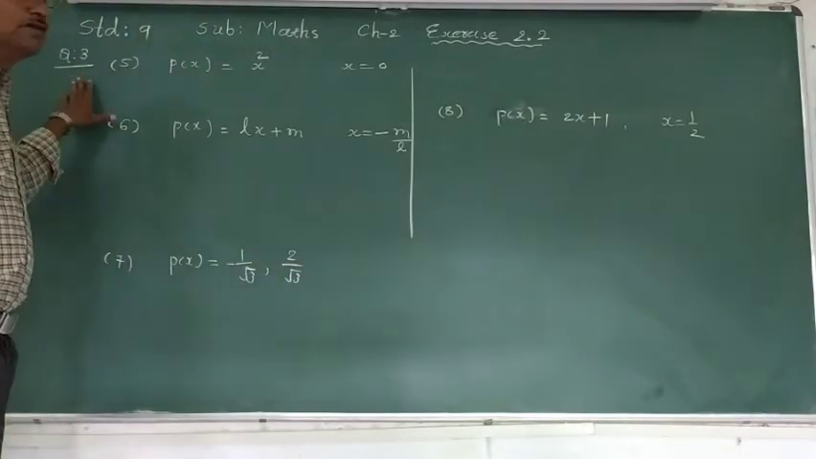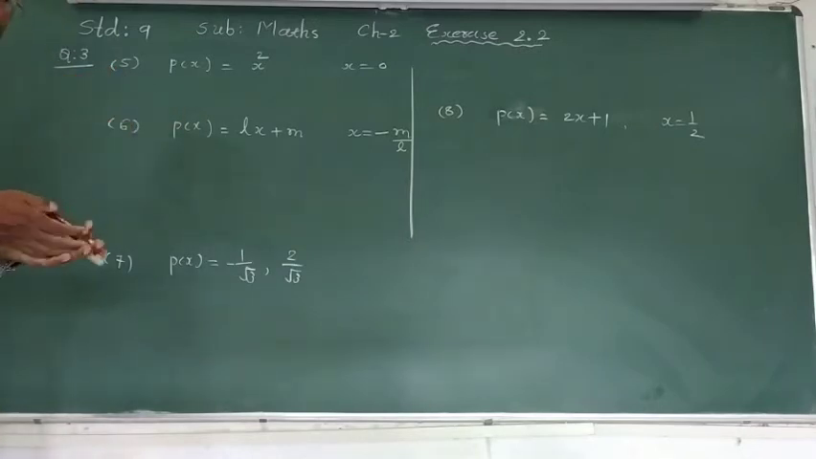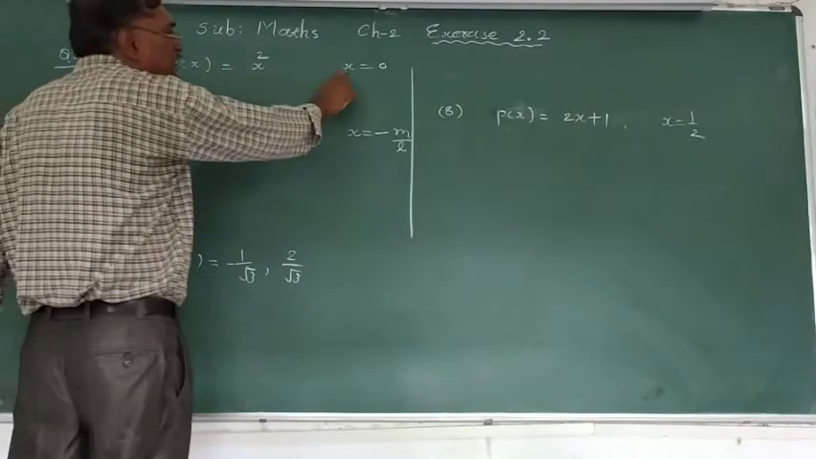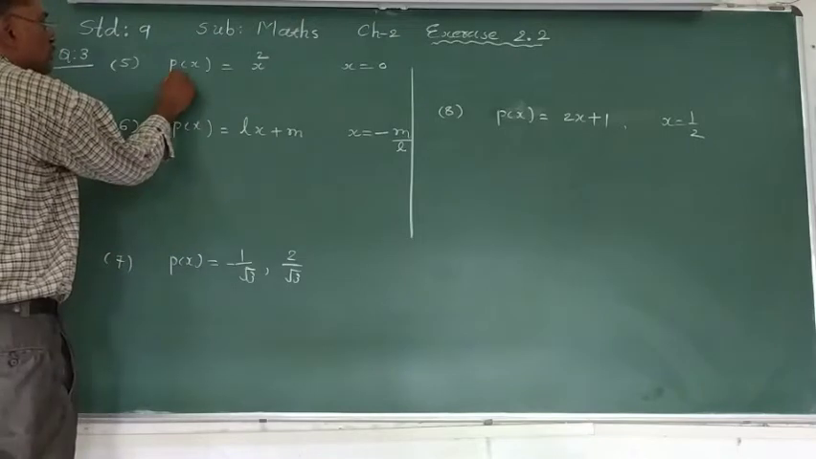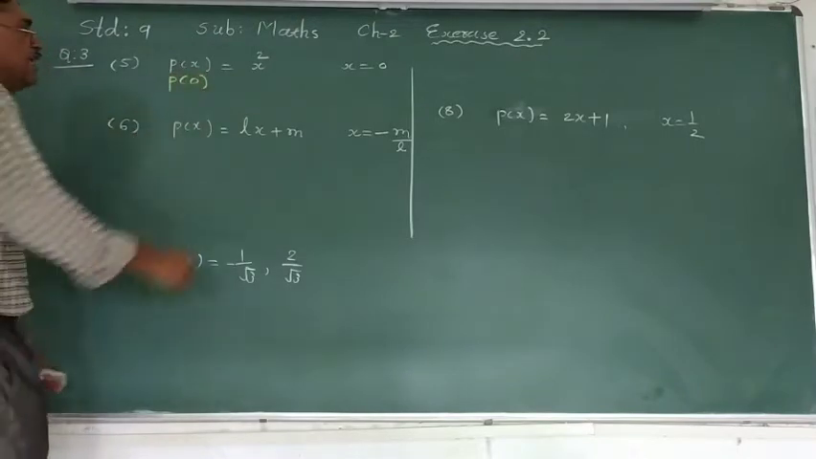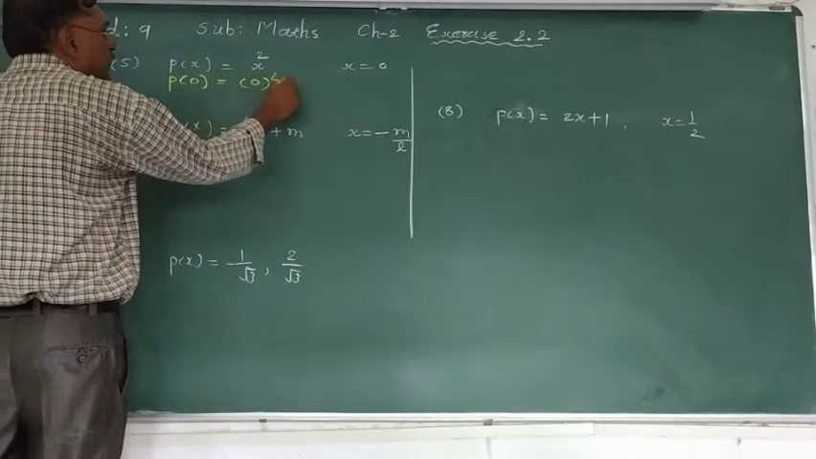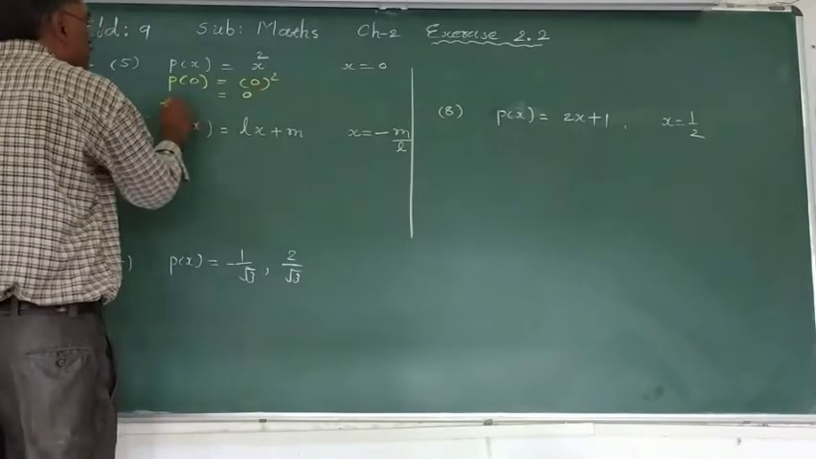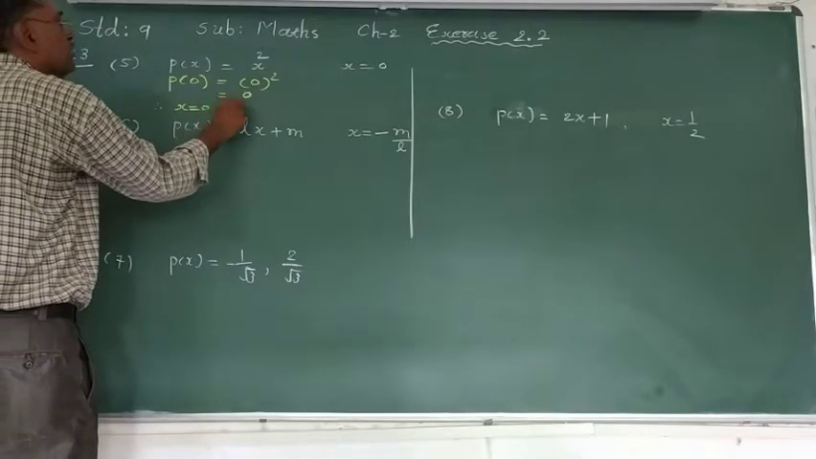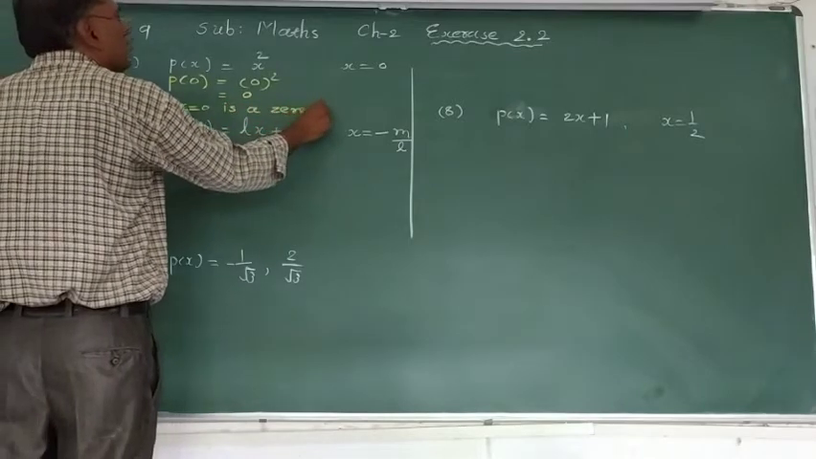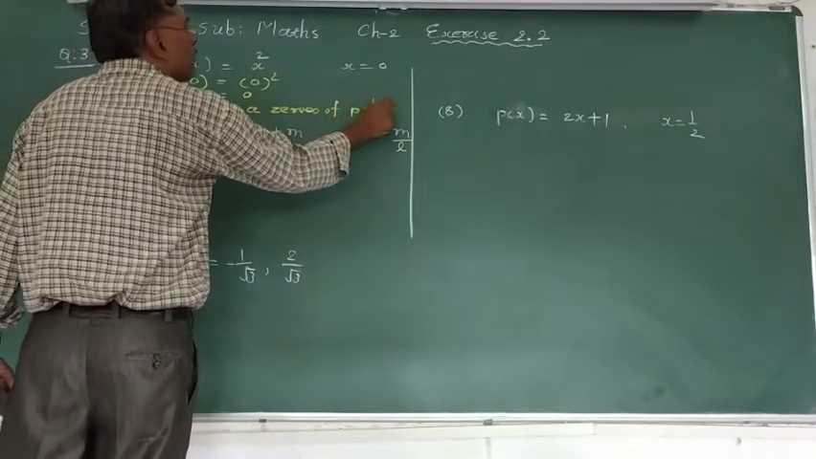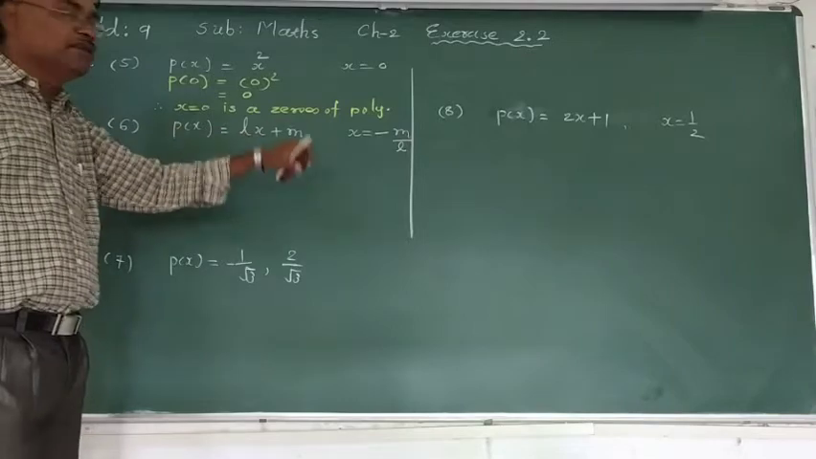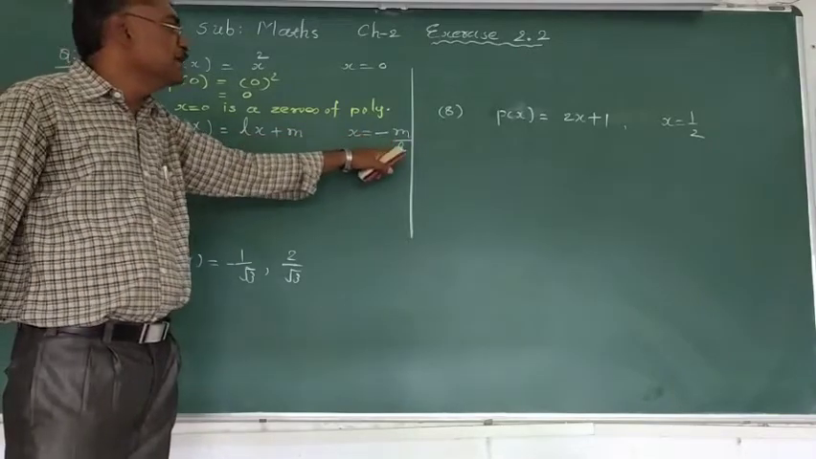Okay friends, now questions 5, 6, 7 and 8. First, p(x) equal to x square and here it is given x equal to 0. So put 0 in place of x. So 0 square, we know that 0 multiplied by 0, whatever it is, is 0. Therefore, x equal to 0 is a zero of the polynomial.